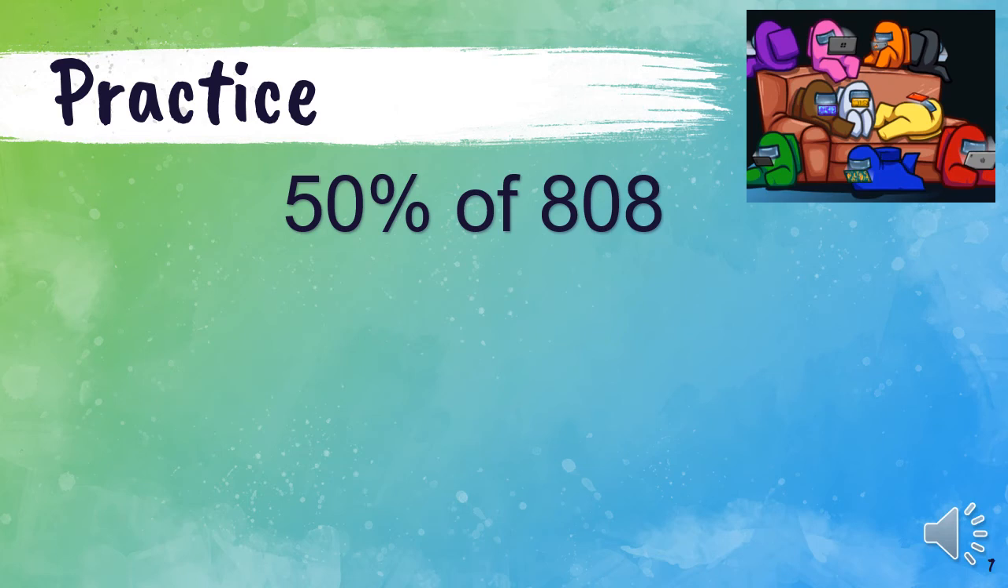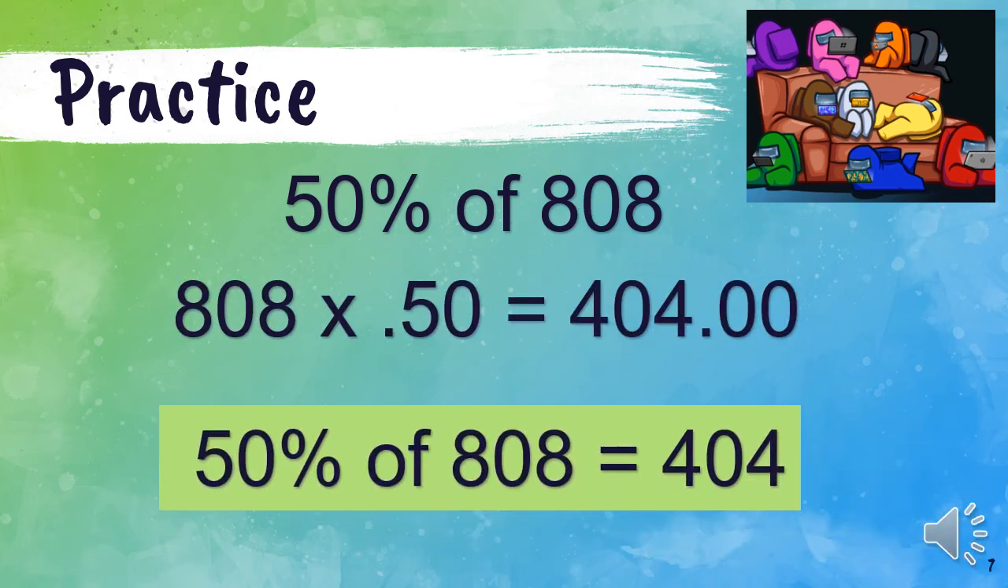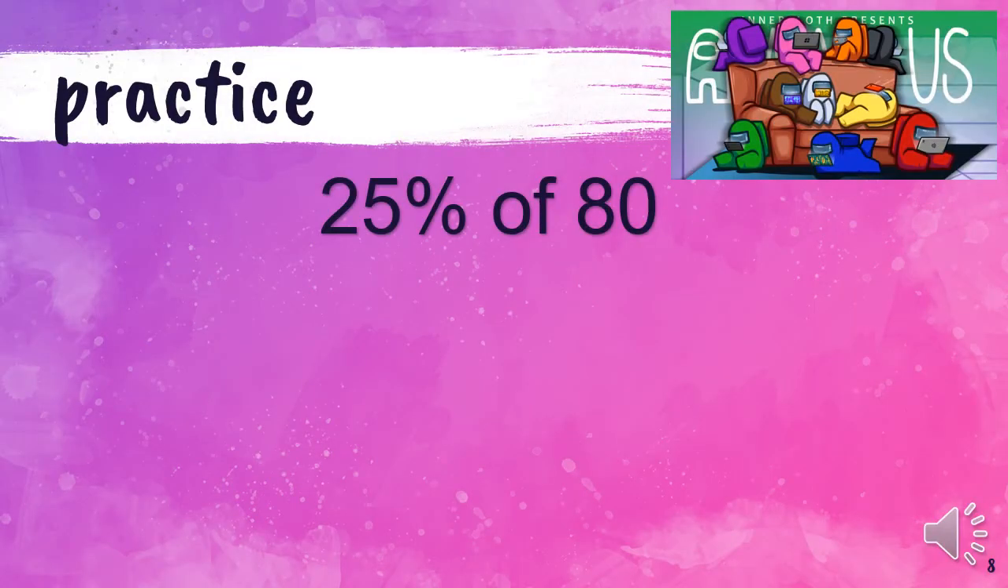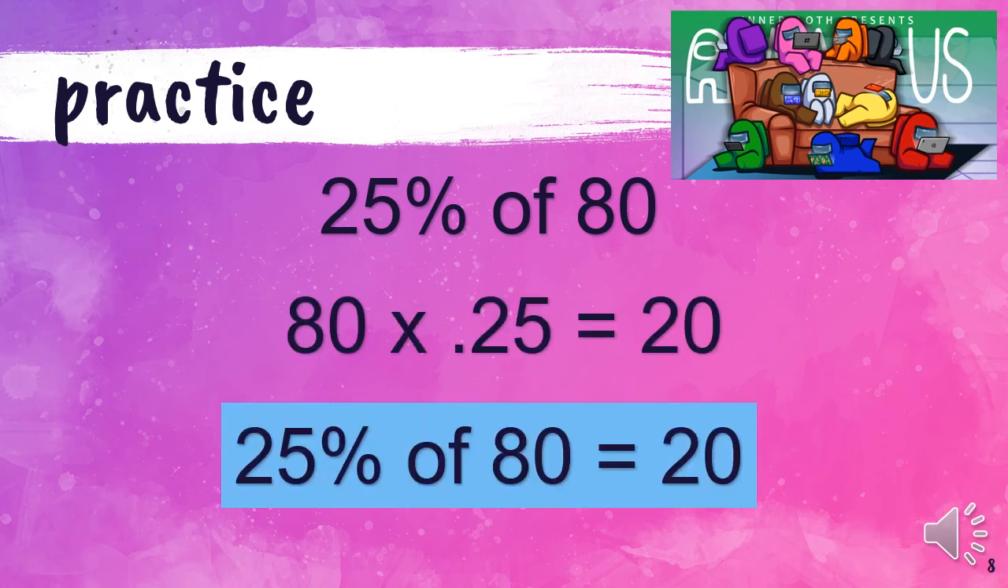Now it's time to practice. What is 50% of 808? 50% of 808 equals 404. If you got that, you are correct. Let's try another one. What is 25% of 80? 25% of 80 equals 20.